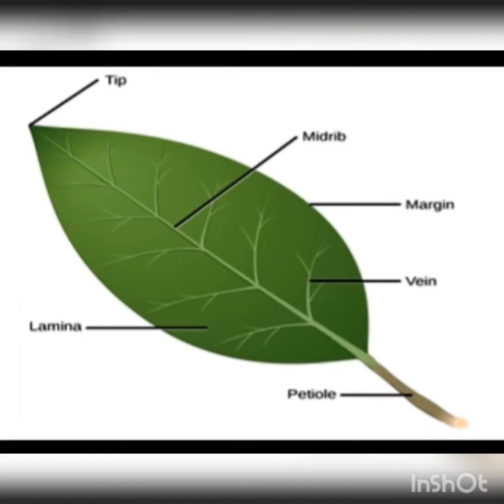This is the structure of a leaf and a leaf has different parts. This one is the tip of the leaf. Next part is midrib. What is midrib? Midrib is the prominent line in the middle of a leaf that travels the length of the leaf and branches to each side to produce veins of vascular tissue.